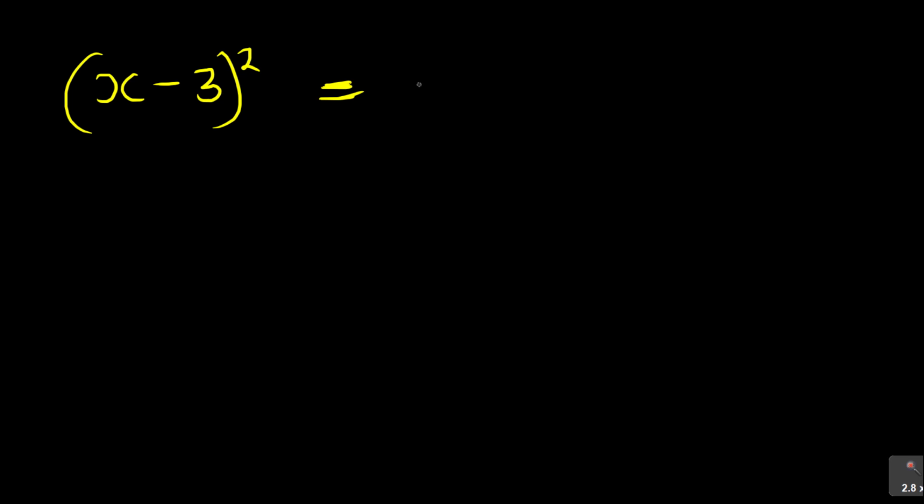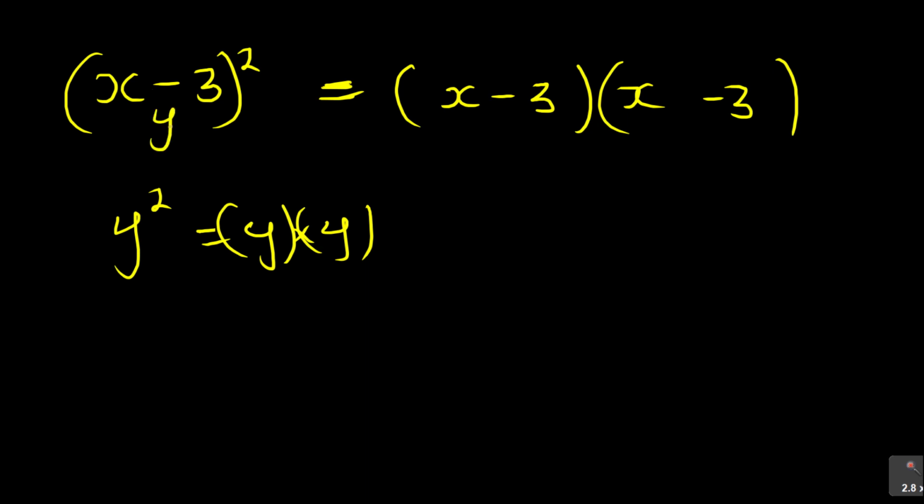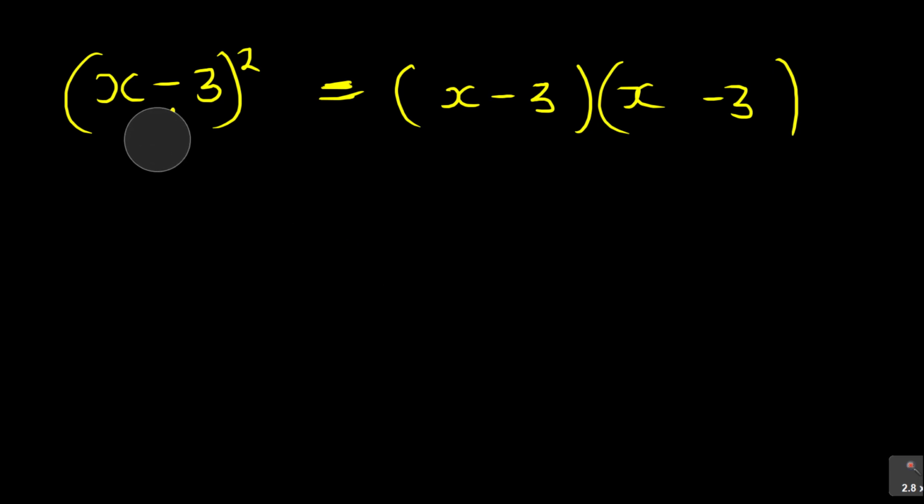Remember, the square means open 2 brackets. That's what the square means. Then you have the same thing in the square, x minus 3 and x minus 3. Just like if I say to you y squared, it's y times y. So I can put y and put another bracket y. Are you seeing that? It's the same thing, just that now instead of this y, you have got x minus 3. Are you seeing what I'm trying to do here?